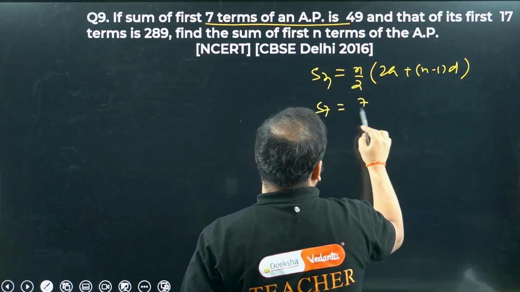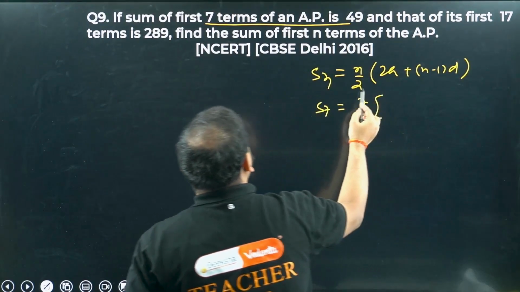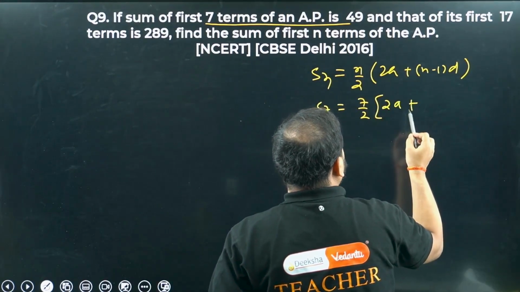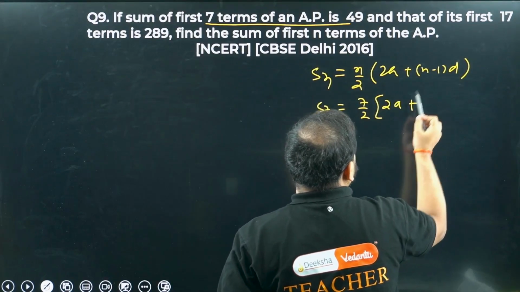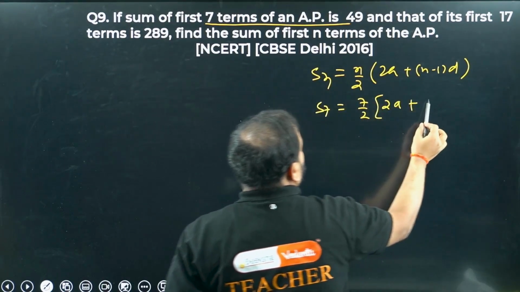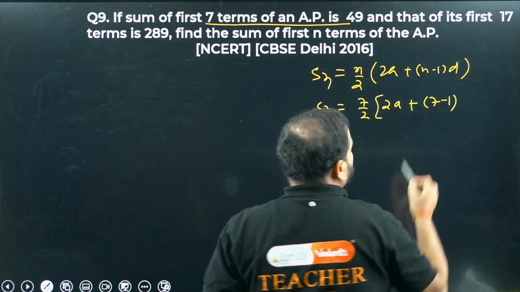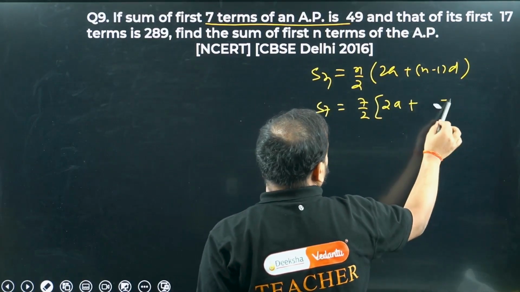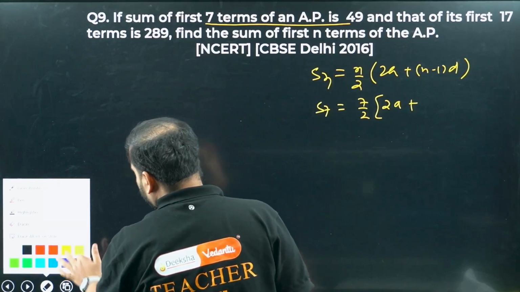So 7 by 2, 2a means, do I know 2a? I don't know 2a. So 2a plus, how much is that? 7 minus 1. 7 minus 1 is how much? Write 7 minus 1. How much is that? 6. So let me write directly 6 there. I want to show you, that's why I wrote it like that. So 6 times of d.